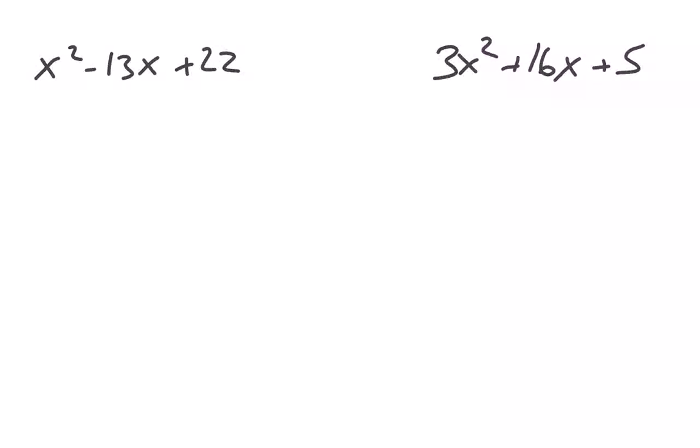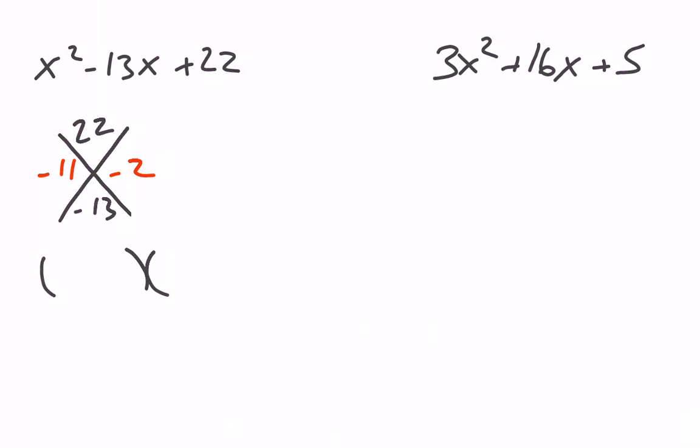We're going to do x factor again on this problem. So what multiplies to 22 and adds to negative 13? Negative 11 and negative 2. So my two factors would be x minus 11, x minus 2.